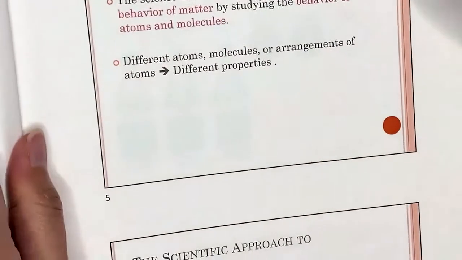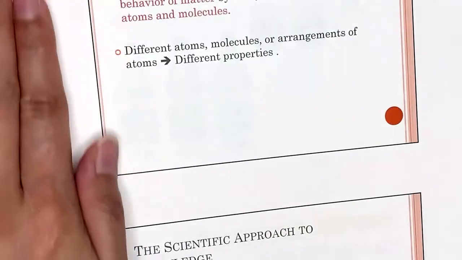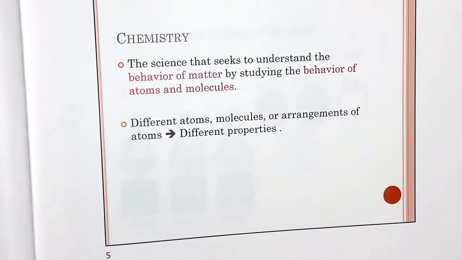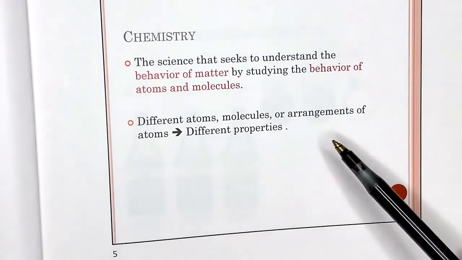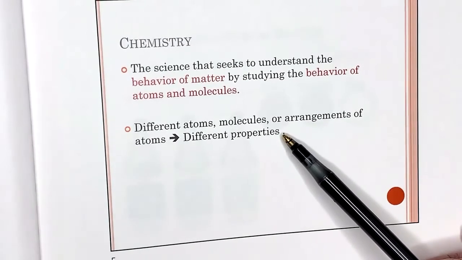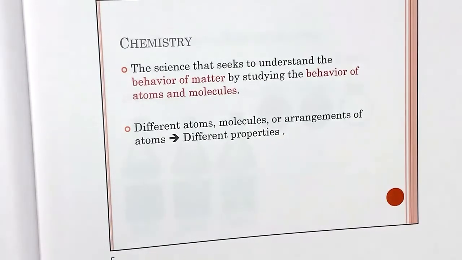So let's talk a little bit more about chemistry. Chemistry is basically the study of atoms and molecules. Whenever you arrange the atoms differently, you will have different properties, and that can really change the functions or maybe the toxicity of any molecules or atoms that we're considering.